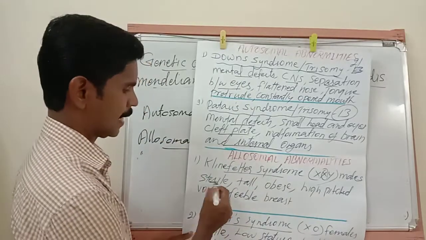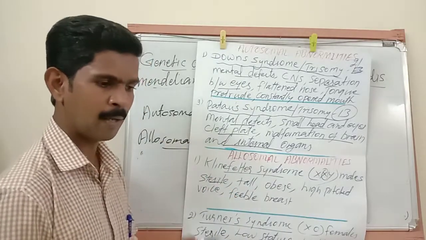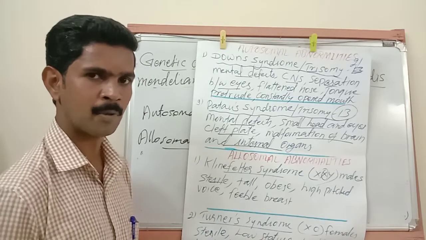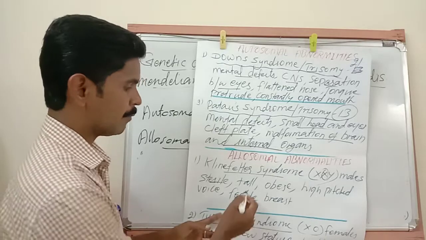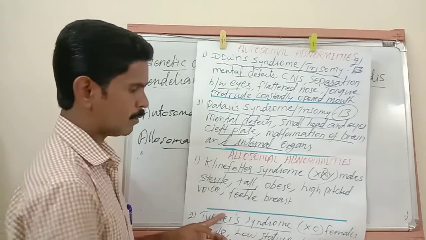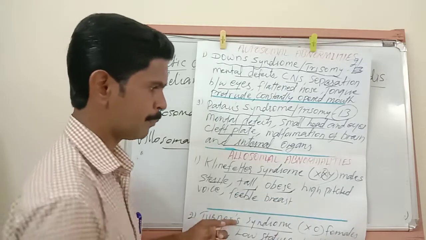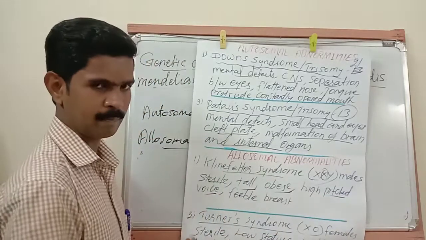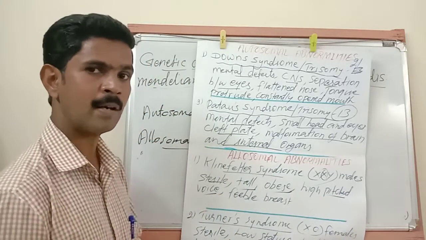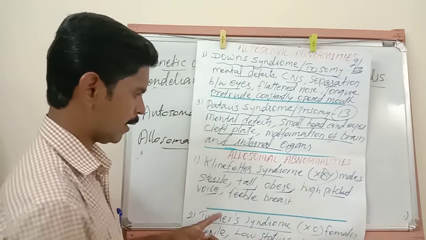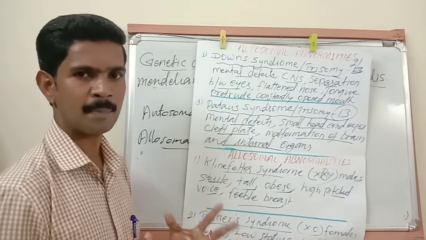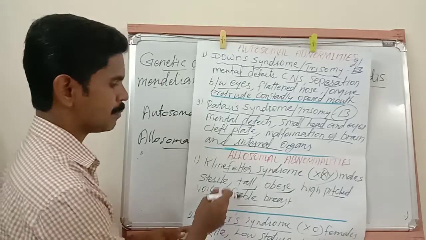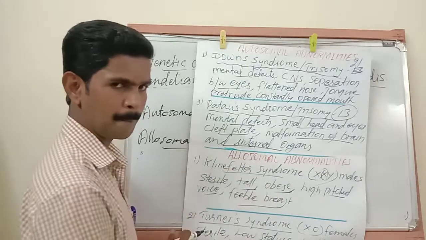Listen, sterile. Sterile means that males are unable to produce young ones. They become very tall, then obese, with a stout body. Then a high pitched voice, entirely different from a normal male. Then feeble breast: a small sized breast is developed in the chest area. So these are the symptoms of Klinefelter syndrome.